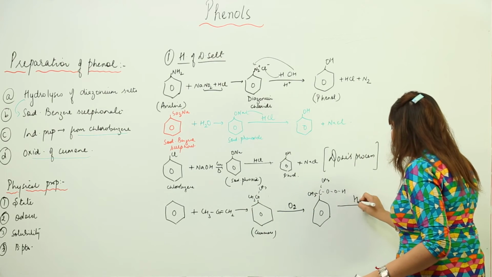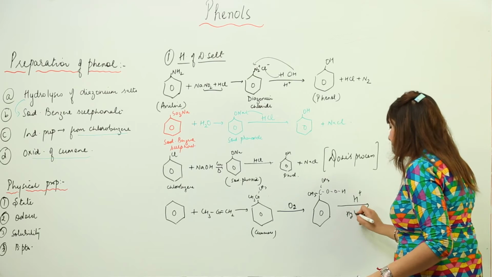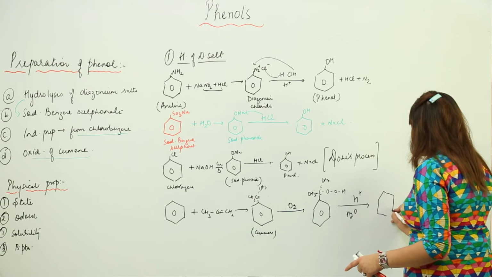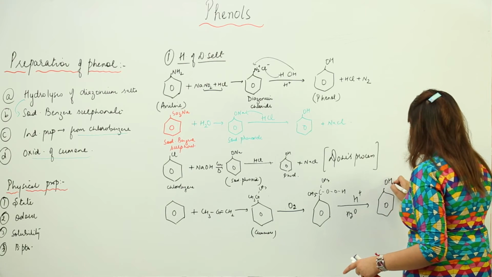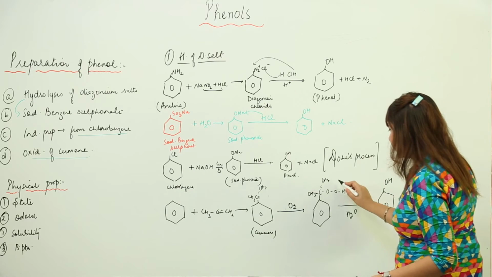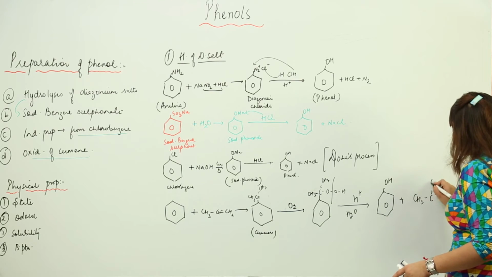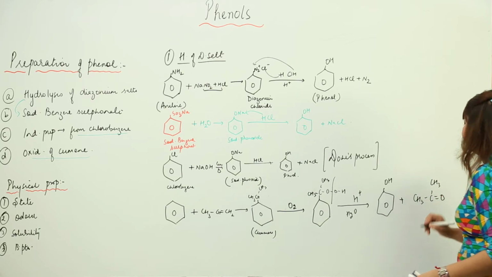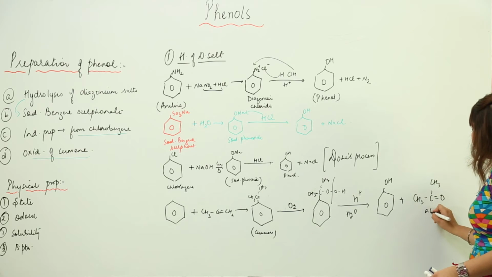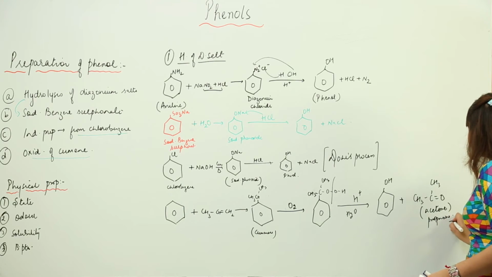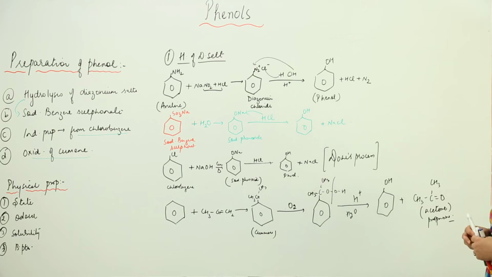Then you add again an acid, hydrolysis again with the help of an acid, and what you get is phenol, and along with that, you know that it gets broken like this, and along with that you get a ketone, and particularly this is acetone, that is propanone. Right. So this is how you can prepare.